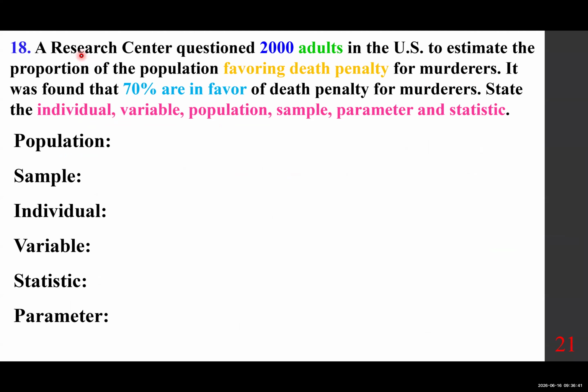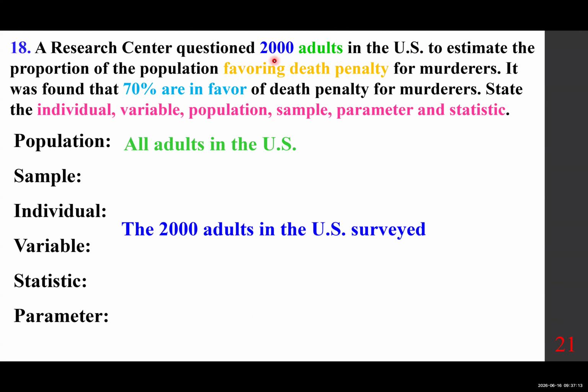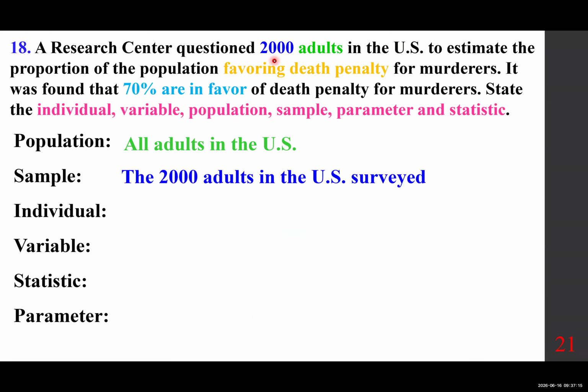A research center questioned 2,000 adults in the US to estimate the proportion of the population favoring death penalty for murderers. It was found that 70% are in favor of death penalty for murderers. State the individual, variable, population, sample, parameter, and statistics. So what is the population? We are dealing with all adults in the US. How many of them did we deal with? 2,000. That would be the sample. An individual would be one of those adults, one adult in the US.